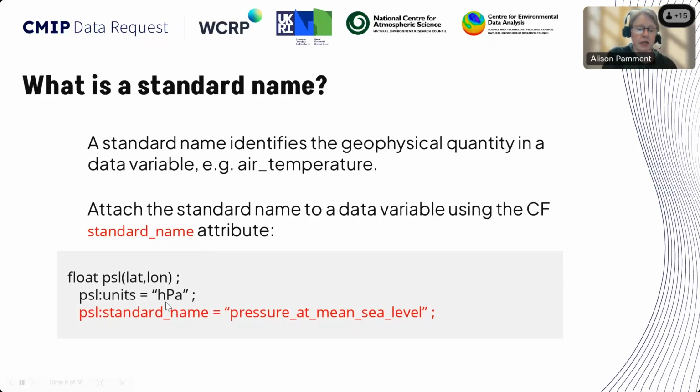So in this example here, we've got a single variable inside the netCDF file. It's just got a variable named PSL, and it's got some latitude and longitude coordinates. You can see it's got a metadata attribute for units. It's measured in hectopascals, and it has this standard name attribute. And the standard name value here is pressure at mean sea level, which is easier to interpret than just PSL.